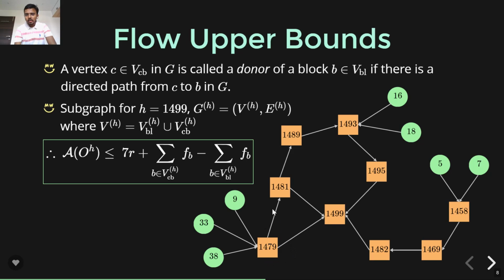And one thing to note here is that there might be multiple directed paths from each Coinbase output to the main block. So for example, the Coinbase output in block 9 has two paths, first and the second, but we consider only one path as we want to avoid double counting.